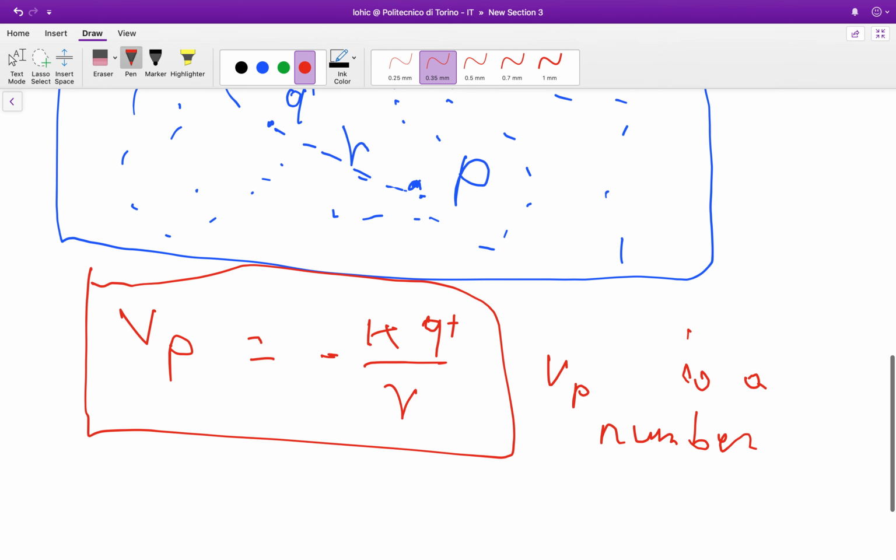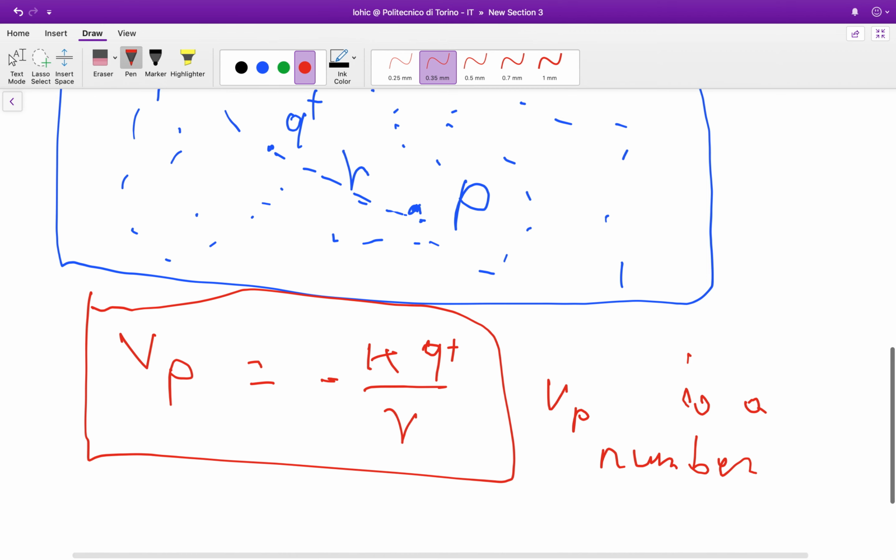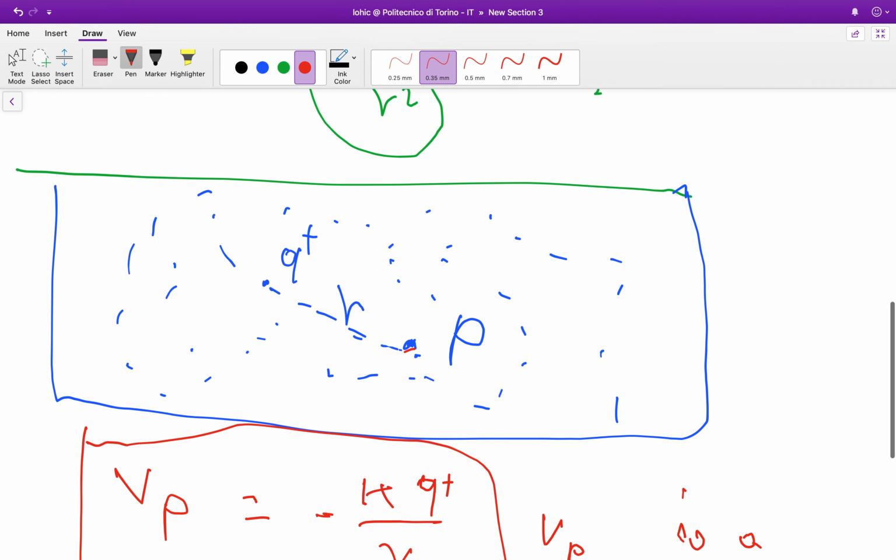We will understand later. So by definition it is like this. Is it clear? In fact, we will understand later that the reason we put this minus is that it will make the computation very convenient. Yes, Vp is the electric potential at any point P.